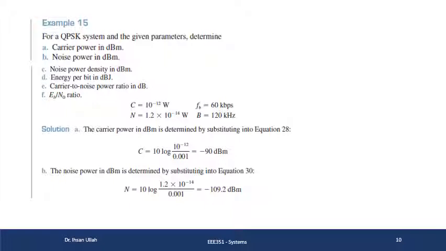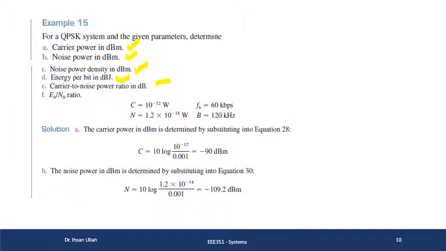So let's do an example. वो कहता है for a QPSK system and given parameters, determine the carrier power in dBm, noise power in dBm, noise power density in dBm, and कैरियर पावर हमने देख ली थी dBm में. नॉइज पावर dBm में हमें पता है, नॉइज पावर डेंसिटी भी हमें पता है क्या चीज़ होती है, सिर्फ आप बैंडविड्थ से डिवाइड कर देते हैं. एनर्जी पर बिट in dB जो है ये भी हमने देख लिया. कैरियर टू नॉइज पावर रेशो in dB, ये भी हमने फार्मूला देख लिया, और at the end आपने Eb by N0 रेशो कंप्यूट करना.